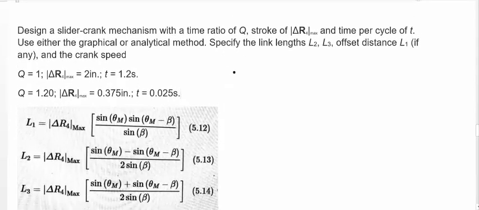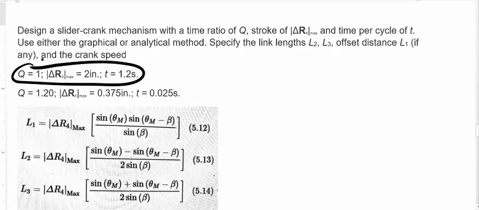So for the designing of a slider crank mechanism with the time ratio of Q, we're going to use the slider crank. We actually have two different examples here. For the first one, which is just an inline slider crank, we'll go pretty quickly through that. Q is equal to 1, and your delta R4 max is 2 inches. Your time is 1.2. That's the time per cycle. Since Q is equal to 1, that means it's inline.